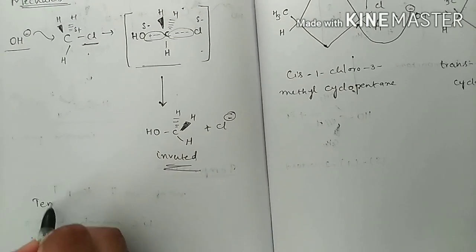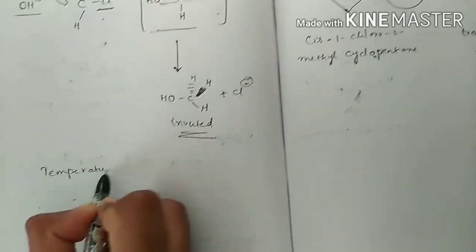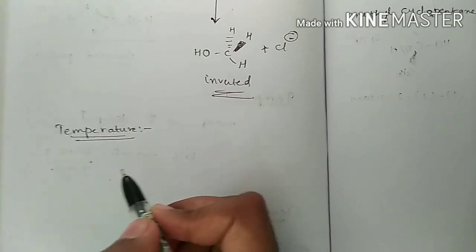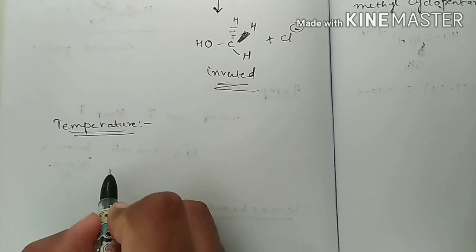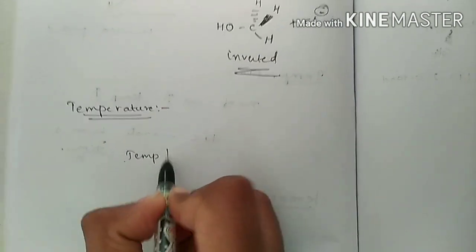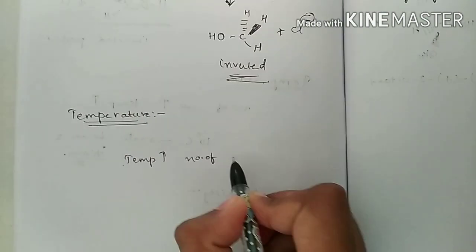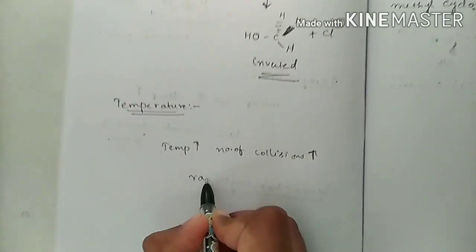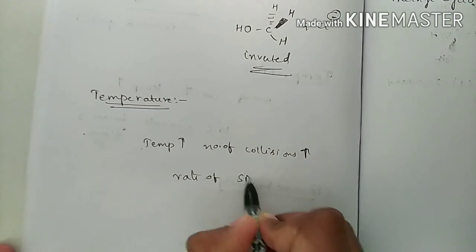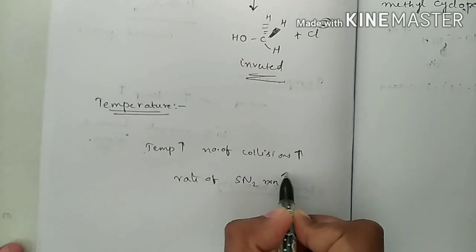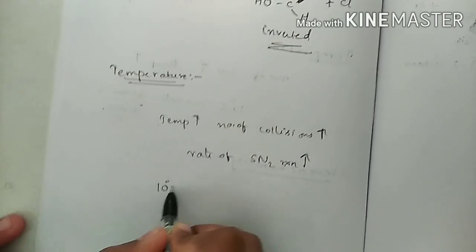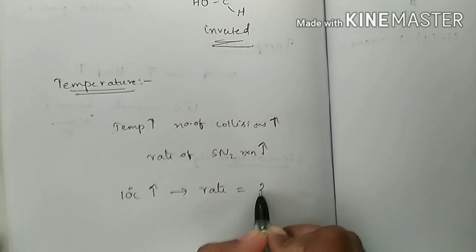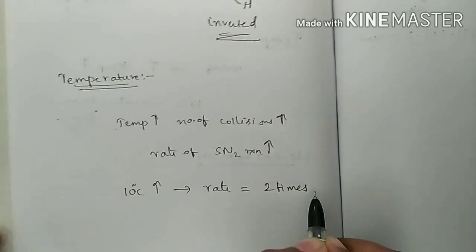Now let us understand the effect of temperature on the rate of SN2 reaction. The rate of SN2 reaction highly depends on temperature. As the temperature increases, the number of collisions between the molecules increases. As a result, the rate of SN2 reaction increases. And for every 10 degrees rise in temperature, the rate becomes twice the rate at normal temperature.